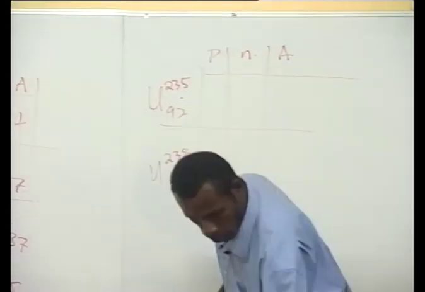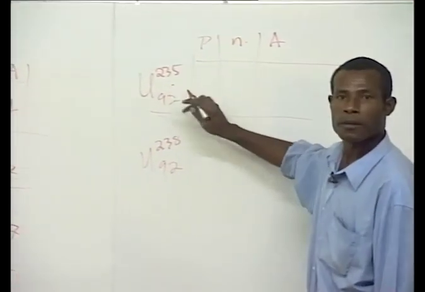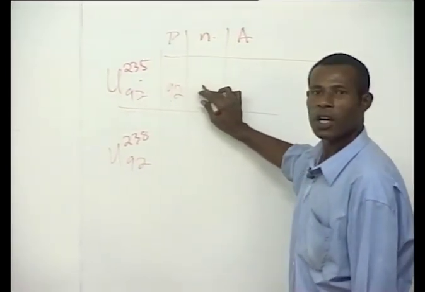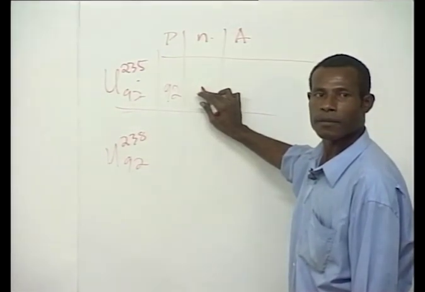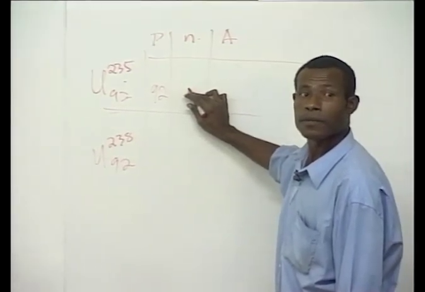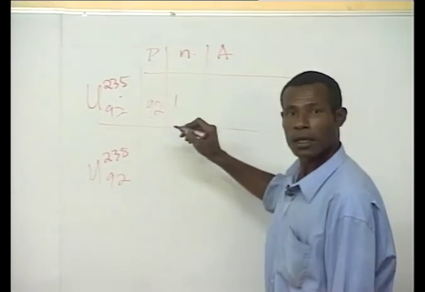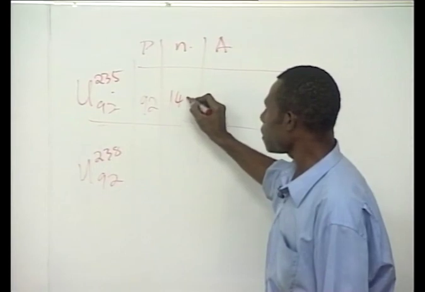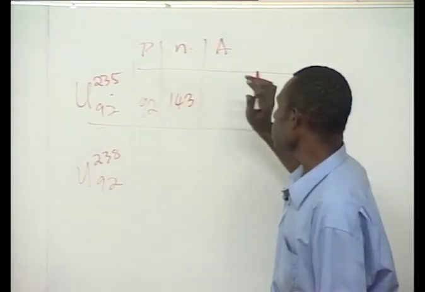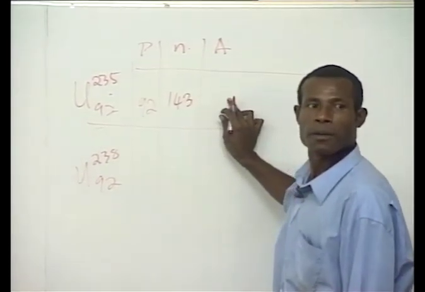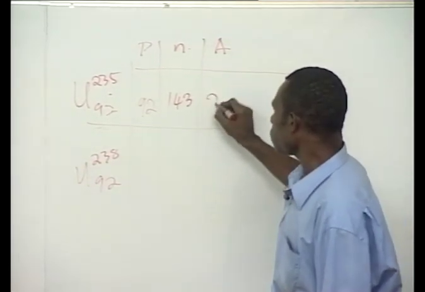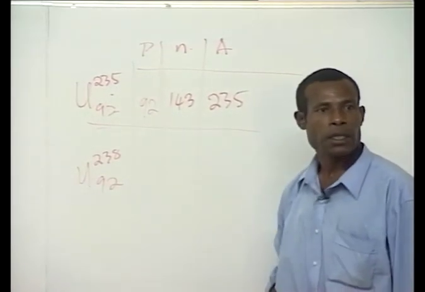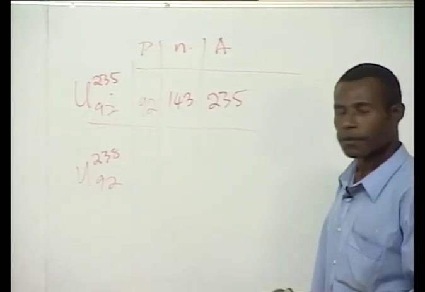Okay, the protons will be 92 protons, and then you have the neutrons, 143. That will be 235.